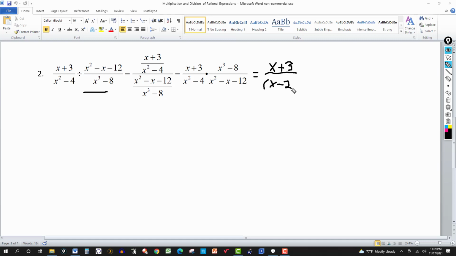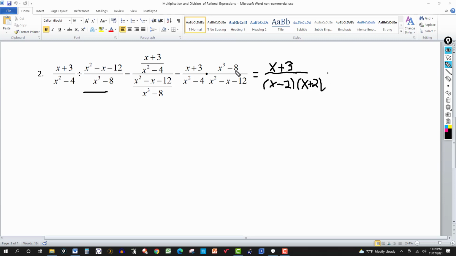Square root of x squared is x. The square root of 4 is 2. So this is going to be x minus 2 times x plus 2. Okay, and we have times there.